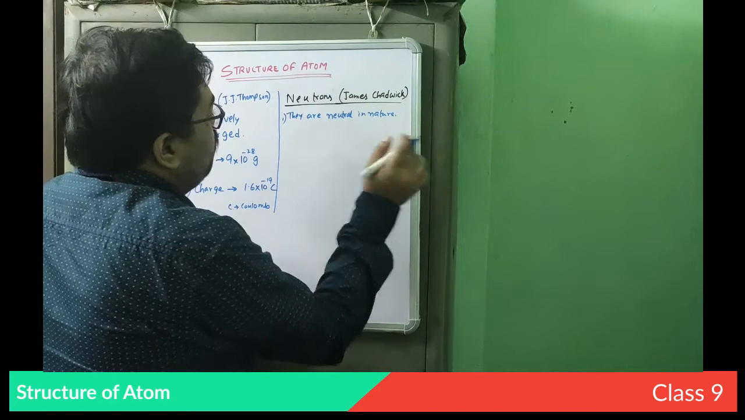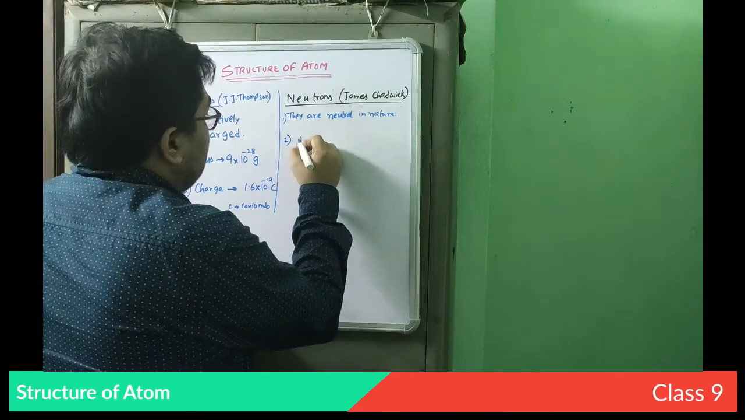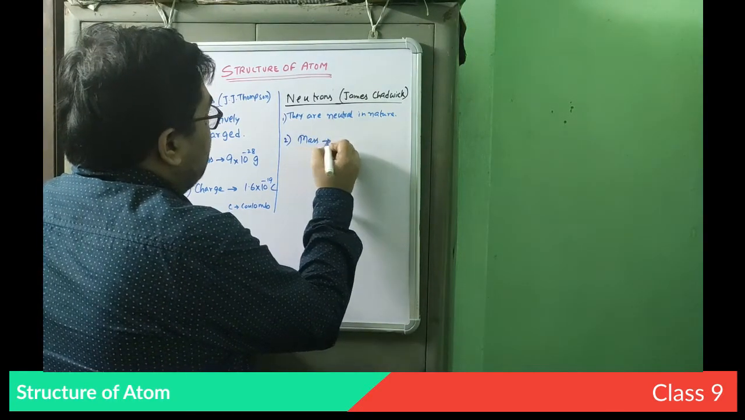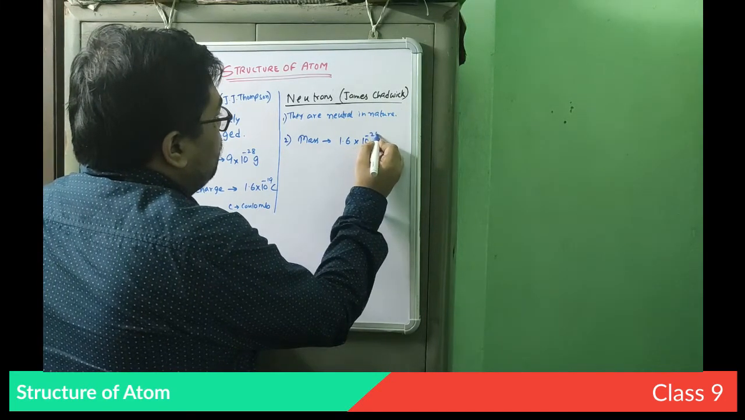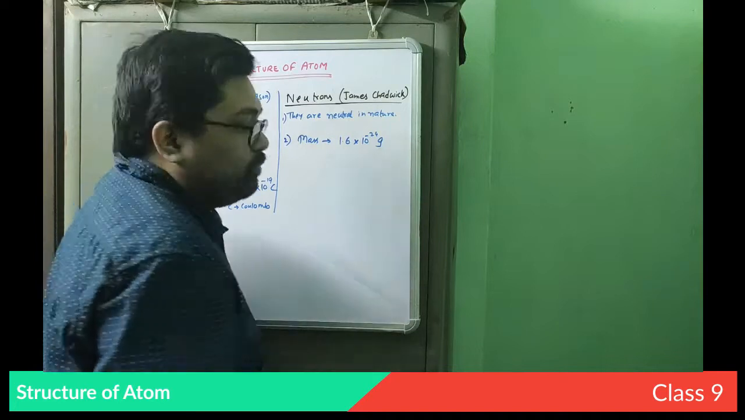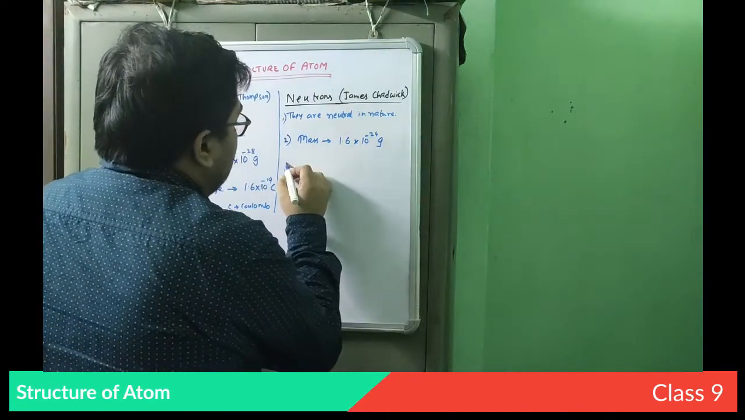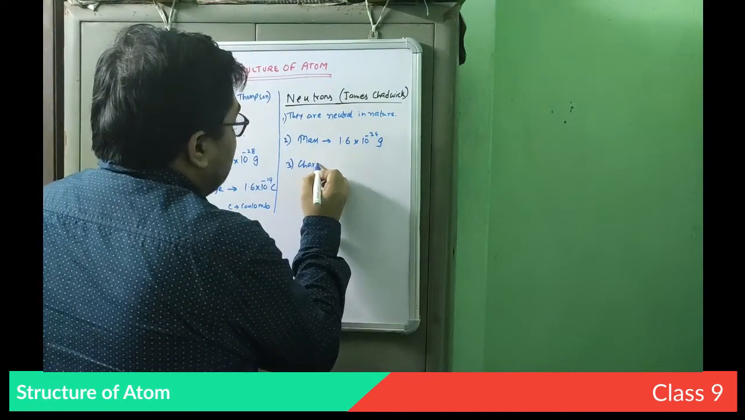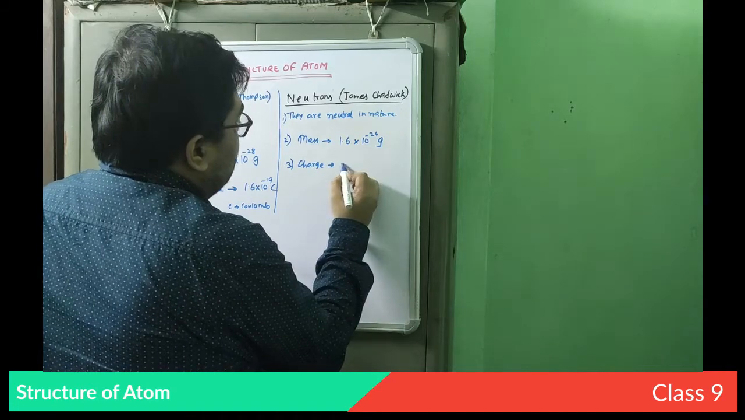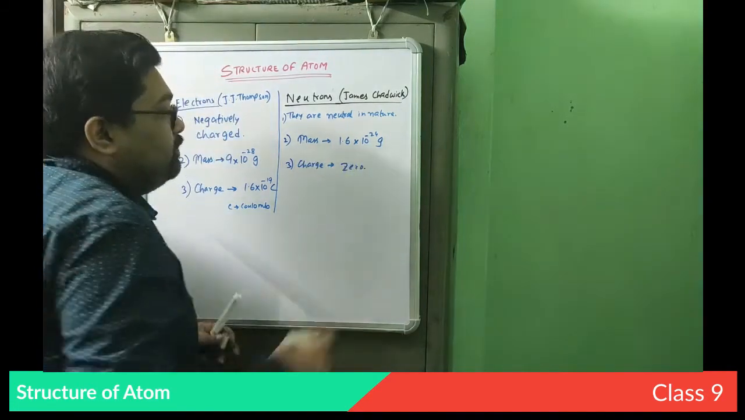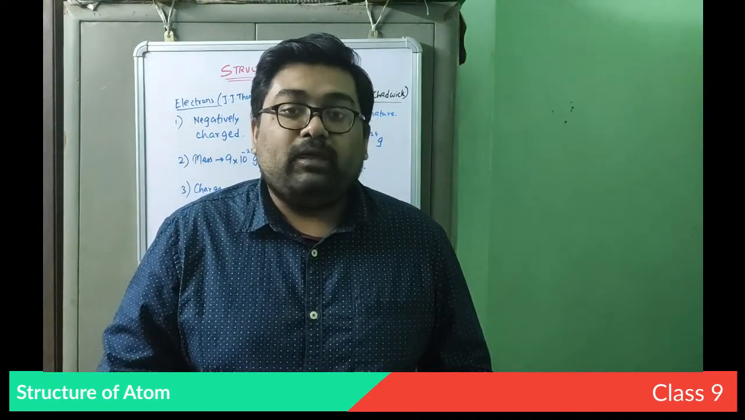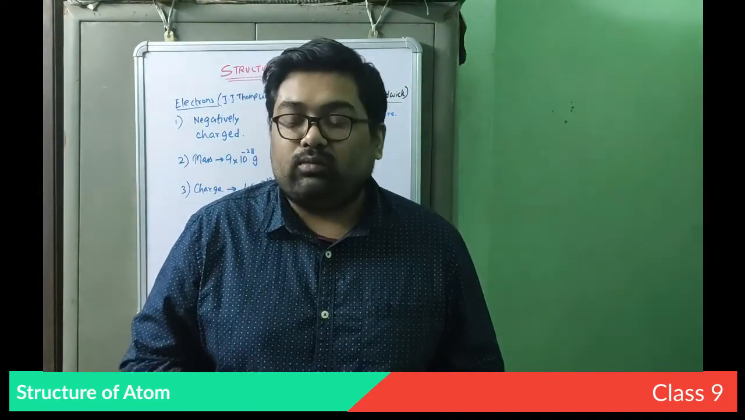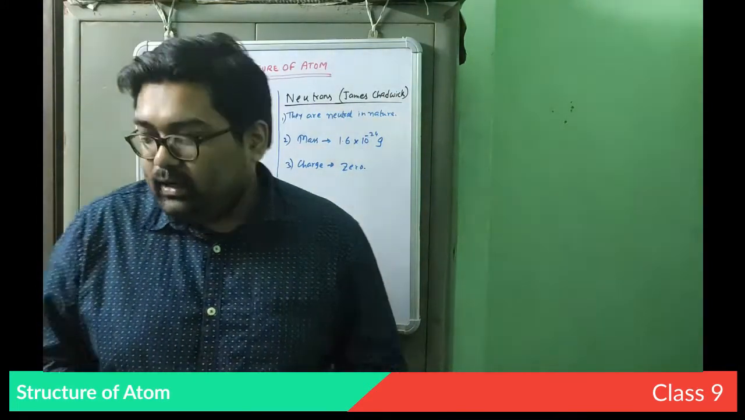If I talk about the mass, it is again 1.6 into 10 to the power minus 24 grams, a very small quantity. And what will be the charge? The charge will be 0. As I have told you, neutrons are neutral in nature, hence their charge is 0. That means they do not carry any type of charge.